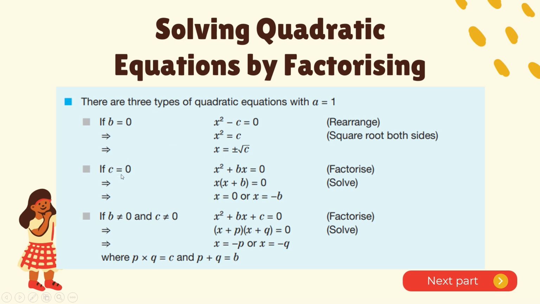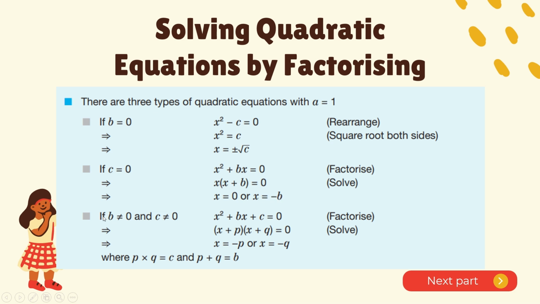Then the second type is c equals 0. So we've got this type of quadratic equation, x squared plus bx equals 0. To solve this equation, we have to factorize it. It means we take out the highest common factor to put it in this form, x times x plus b equals 0. And then we solve it: x equals 0 or x equals negative b.